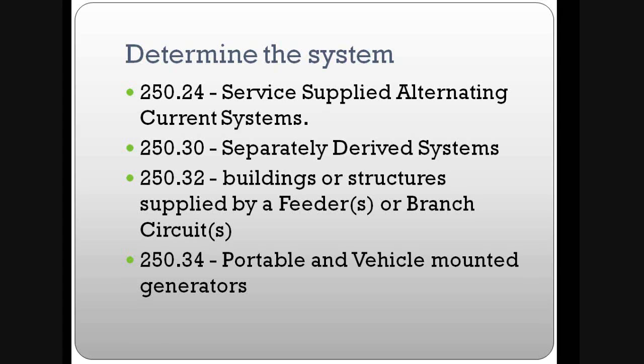250.32 addresses buildings or structures that are supplied by a feeder or branch circuit, so it describes these as a system. And then 250.34 also addresses a portable and vehicle mounted generator, so a generator is also a type of system.